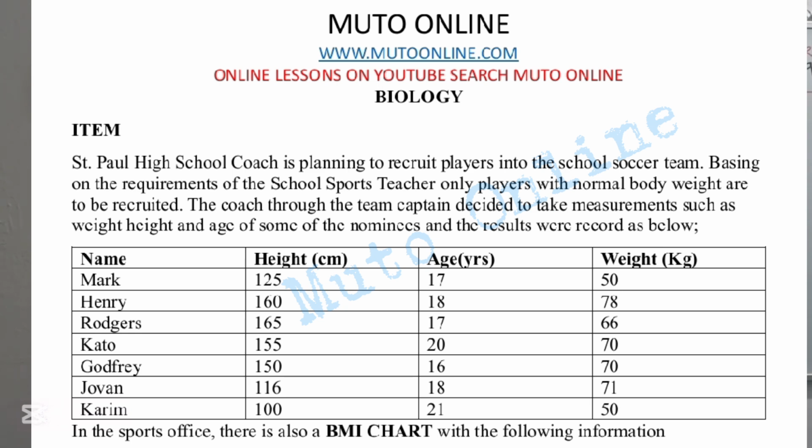So as seen in the table, we have 4 columns, one for name, the other one for height, age, and the other is for weight. So we have nominees like Mark, who had a height of 125 centimeters. So the height is in centimeters, the age is in years, and the weight is in kilograms. So I think we can look at the table and we can analyze it well. It is displayed on your screen.